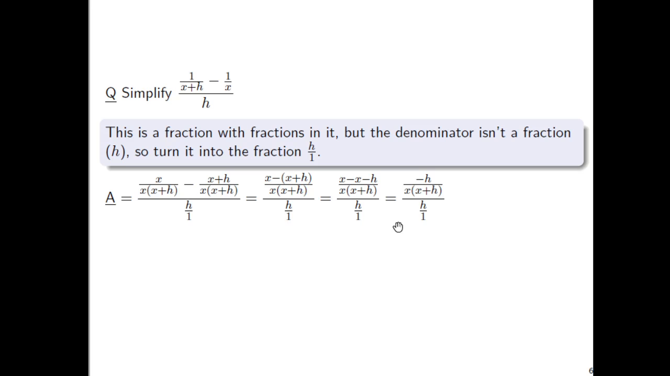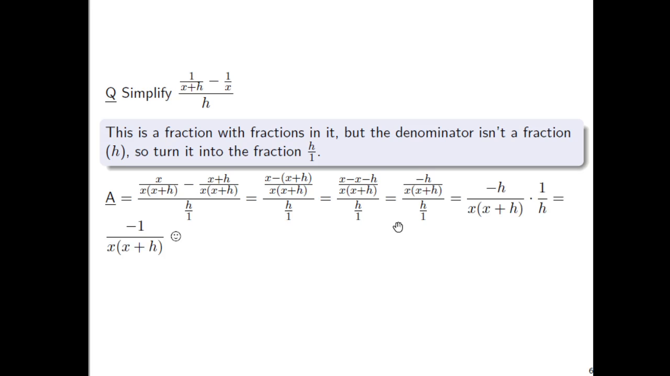Let's go ahead and simplify a little more. That x minus x is gone, so we just have a negative h. So negative h over x times x plus h, all over h over 1. Now it looks like things won't really simplify any further, so let's take care of the fraction divided by a fraction, instead being written as the first fraction times the reciprocal of the second fraction.